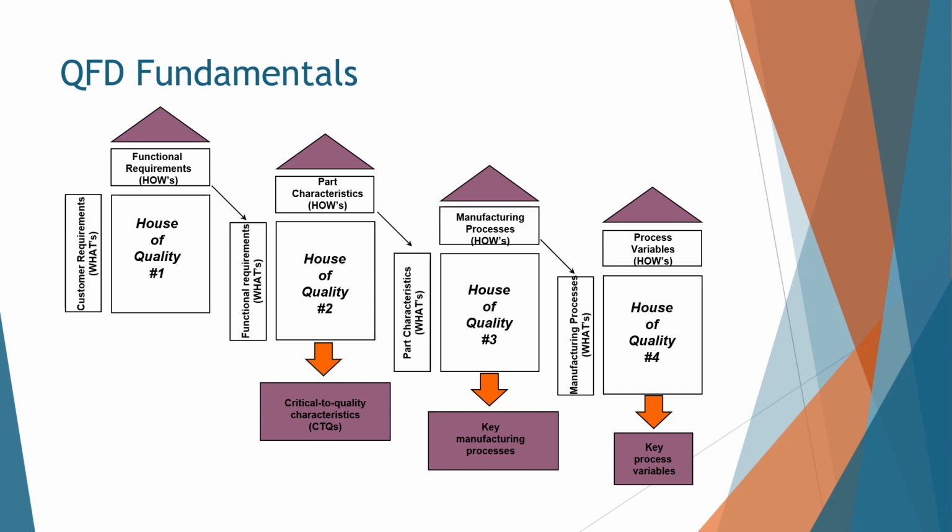House of quality number two. These are the critical to quality characteristics. What functionality must your product have when you're designing it? Third, you have the manufacturing processes. That's the hows. What are the key manufacturing processes required to design the product or the application, etc., whatever you're working on in designing? Lastly, you have process variables, manufacturing processes, the whats. House of quality number four, what are the key process variables?